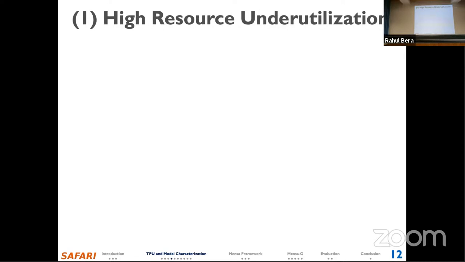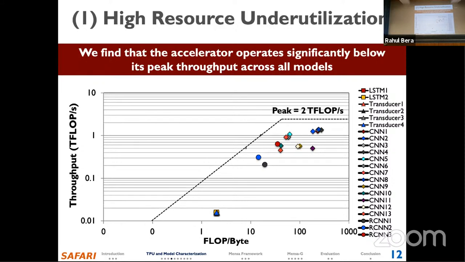It starts with the first one, operating below its peak throughput. To figure out that this was the case, we relied on a roofline model. A roofline model is a simple model to identify if a system or application is memory bound or compute bound. Here in the x-axis, we have the arithmetic intensity of the application in flops per byte, and in the y-axis, we have the throughput of the application in teraflops per second. Then we plot the arithmetic intensity and the performance of each one of those 24 different Google machine learning models when running on the accelerator. It's also important to say that we have two lines in the roofline model. The first line is called the compute roof, which is defined by the peak compute throughput of the accelerator, in this case 2 teraflops per second. And this other line is called the memory roof, which is defined by the arithmetic intensity times the peak memory bandwidth provided by the system or accelerator.